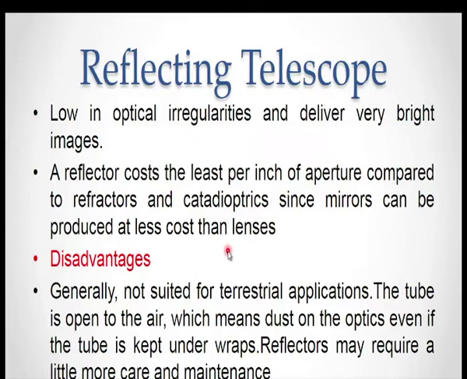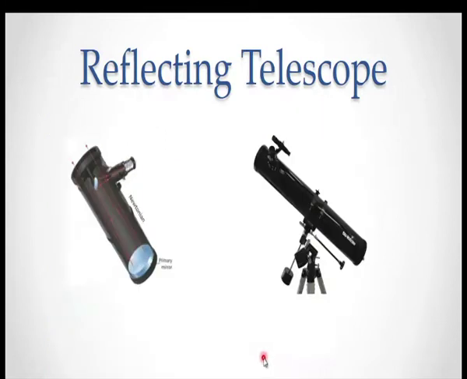Another important and interesting advantage of the reflecting telescope is that mirrors can be produced at less cost than lenses. Coming to the disadvantages of the reflecting telescope, these are not generally suited for terrestrial applications. The tube is open to the air, which means dust on the optics, even if the tube is kept under wraps. So often we have to clean the tube, otherwise dust present in the tube may damage the image or light reflected by the reflectors. Reflectors require a little more care and maintenance.